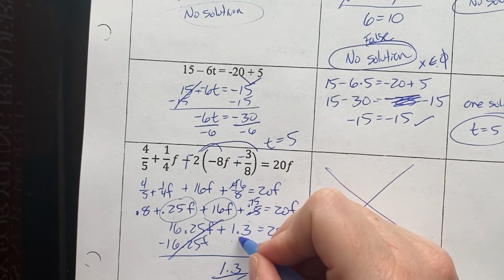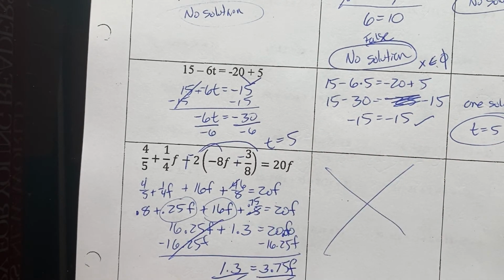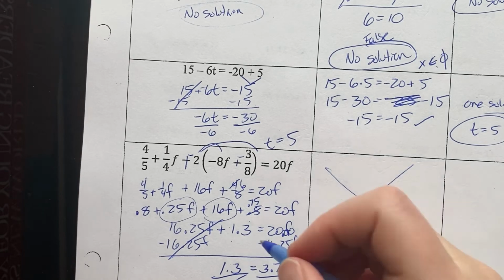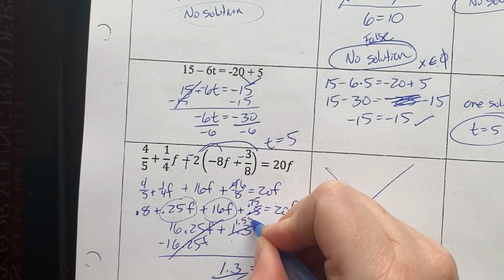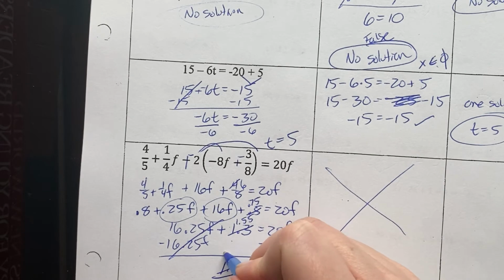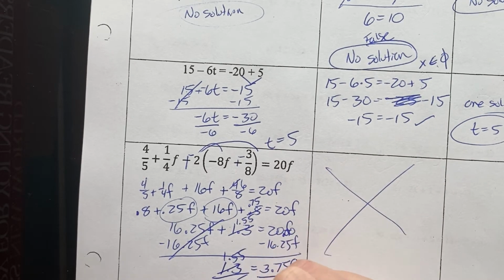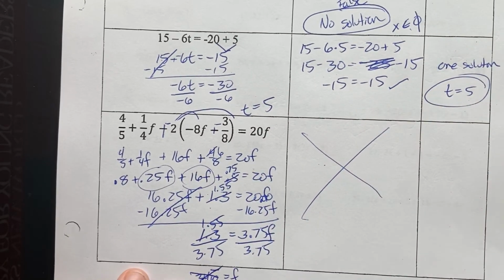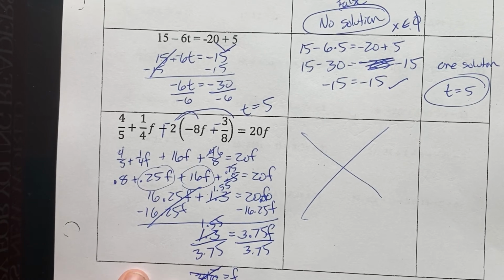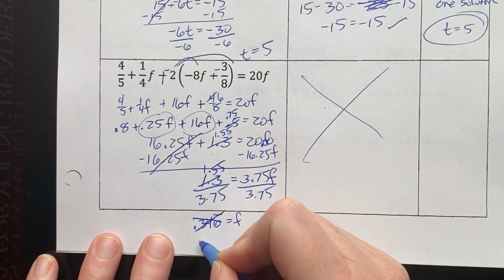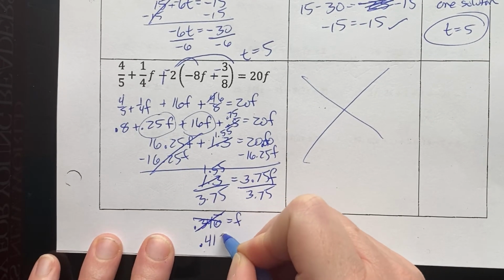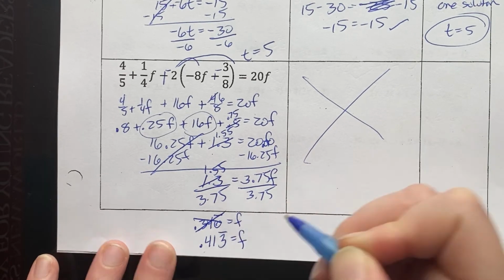Which is going to change this. So 75/100 plus 8/10 is 1.55. Wonderful. Well, let's see if I can get it right. So 1 and 55/100 divided by 3 and 75/100. That is the answer I have on my answer key. So 4, 1, 3 repeating equals f. Oops.